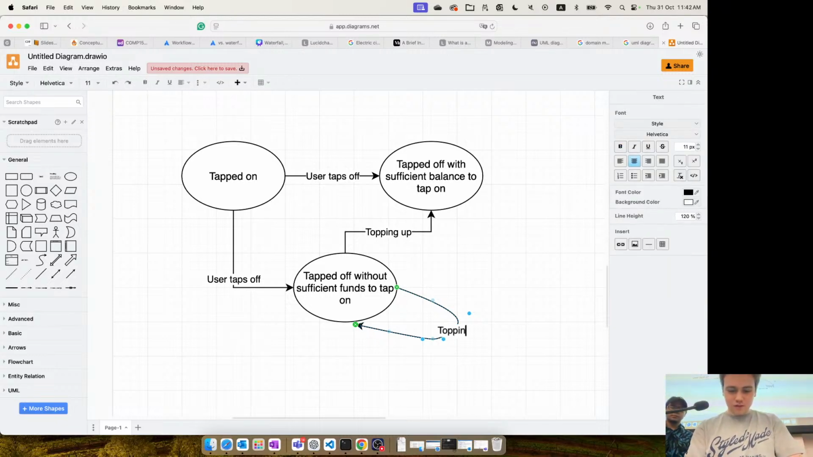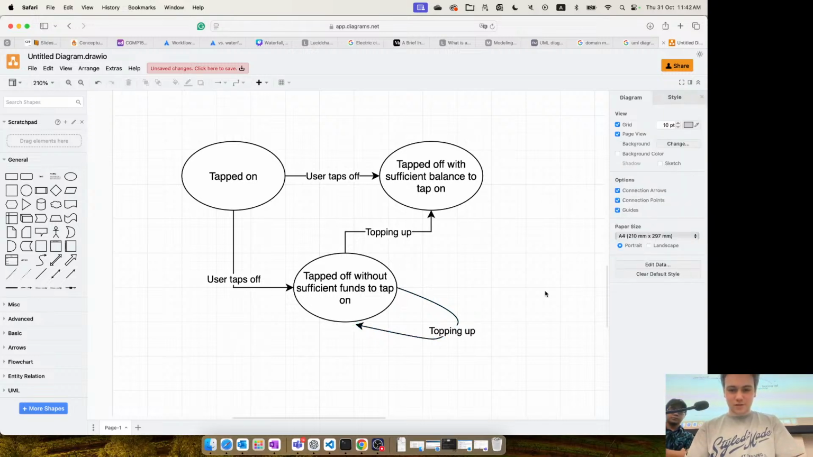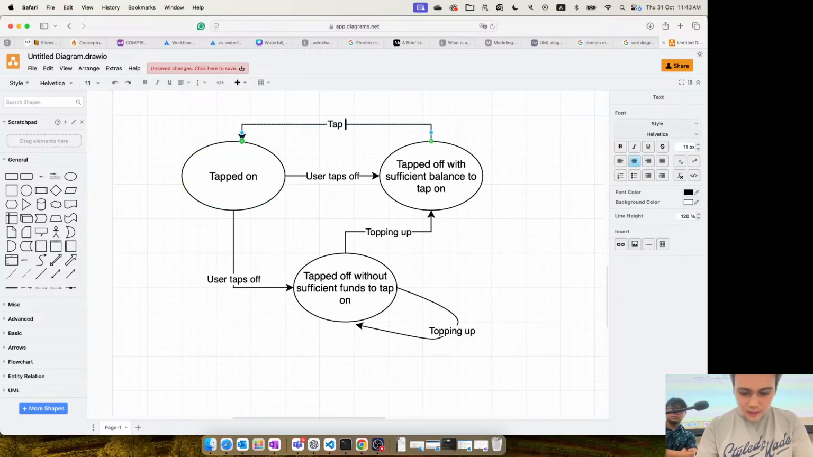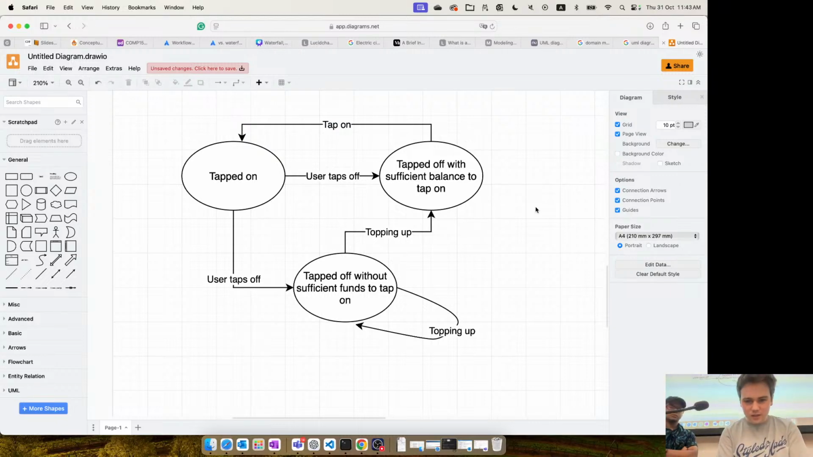You can also top up and get back to the state of not having sufficient funds to tap on. Once you're in the state of having enough funds to tap on, you can tap on from there. Okay, I think that should be everything, right? That doesn't technically describe the state after you tap off and then you can tap on again within half an hour. But that'll be infinite.